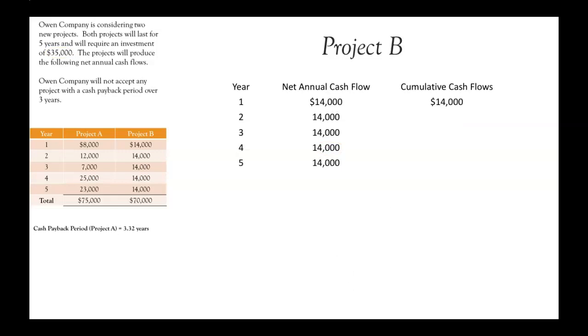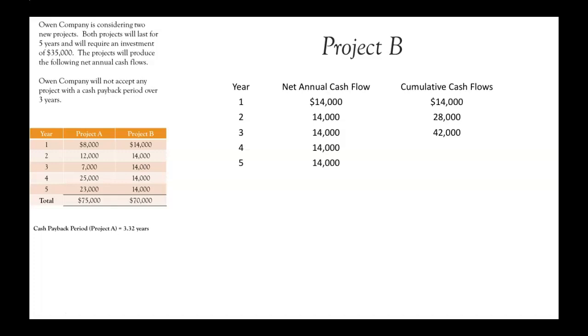Now project B. We could work through this the same way that we just did for project A, right? We can make this table, say, okay, after year 1, we've made $14,000. After year 2, we're up at $28,000. After year 3, we're at $42,000.